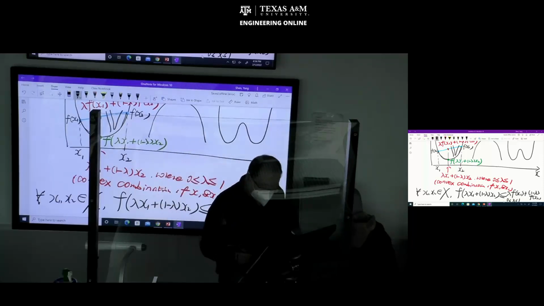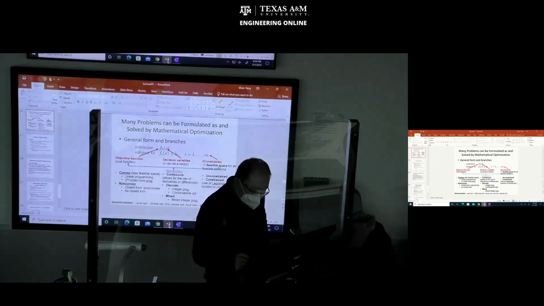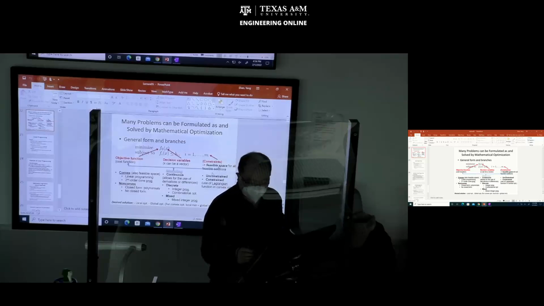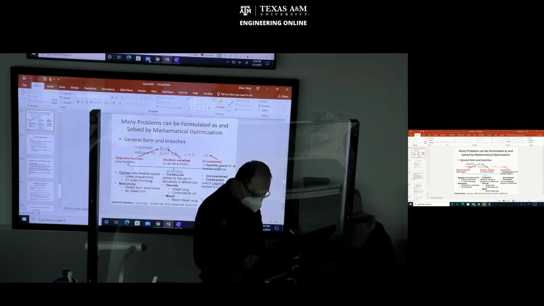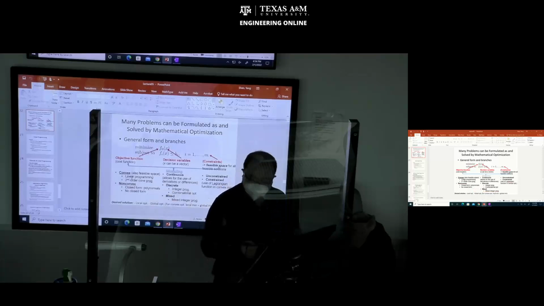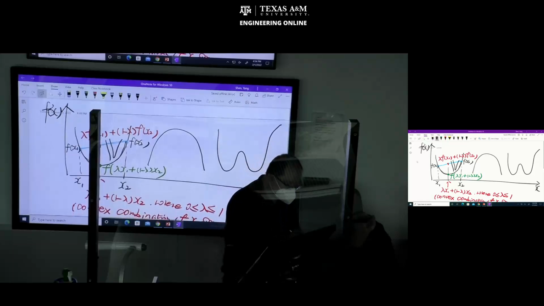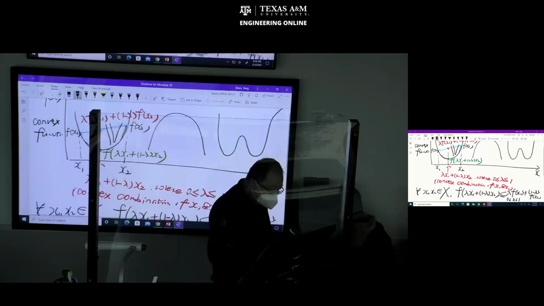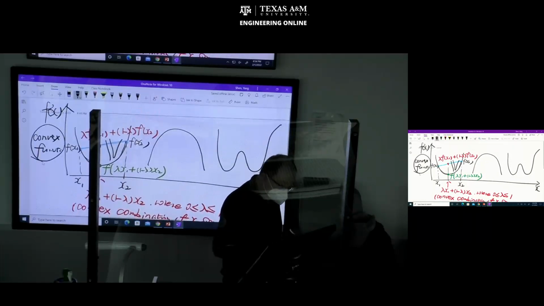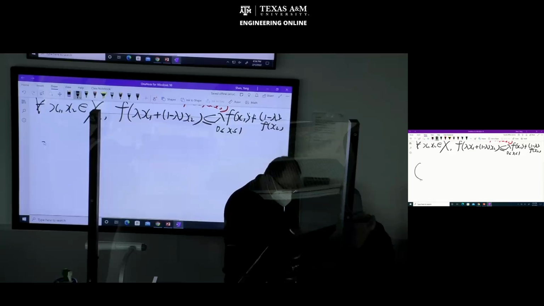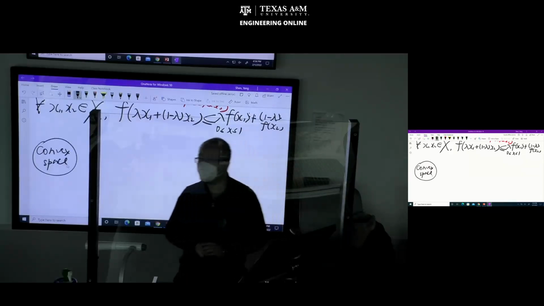Okay? So why do we care about the convex function? If the objective function is convex, and the feasible space defined by the constraints is also convex, then it's a convex optimization problem, okay? So this is a convex function, right? So what about the convex space? What kind of feasible space is convex? Any intuitive explanation?